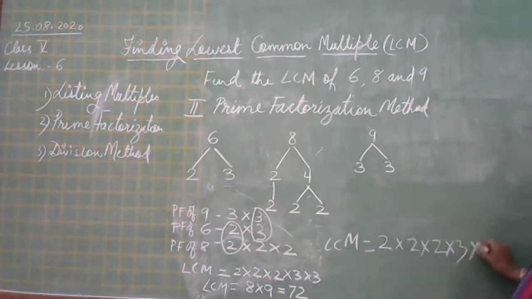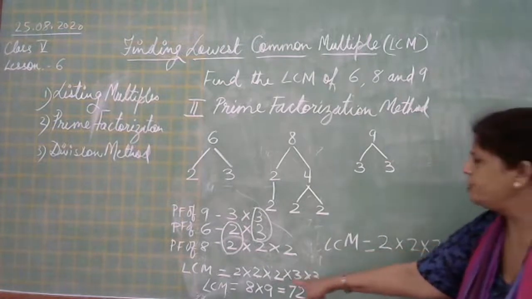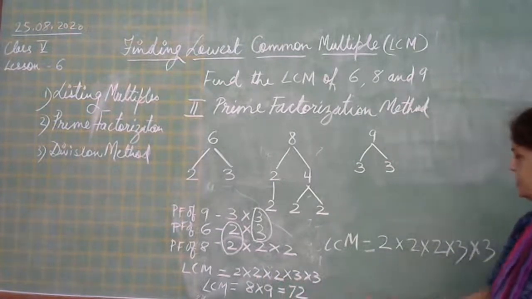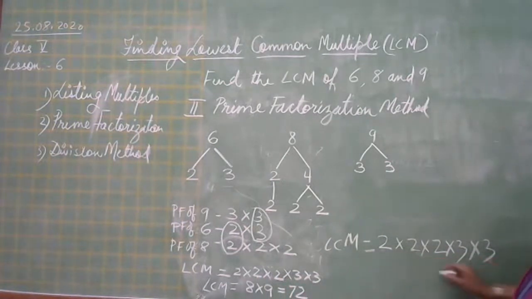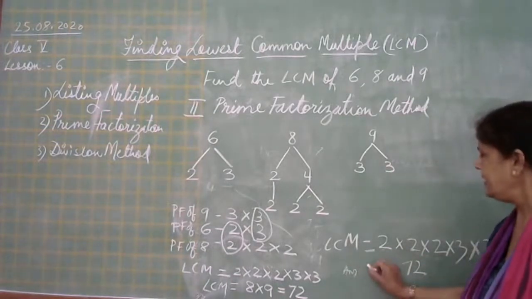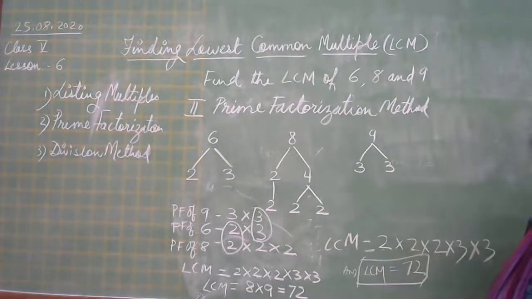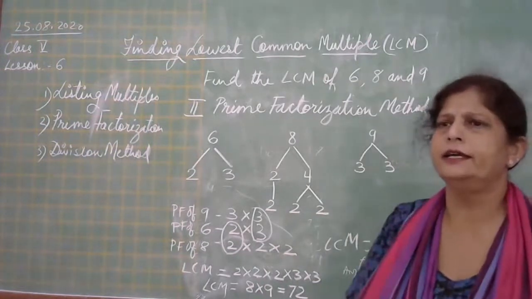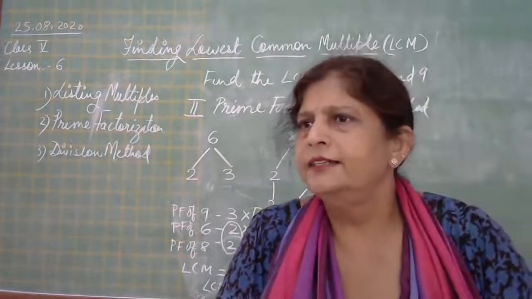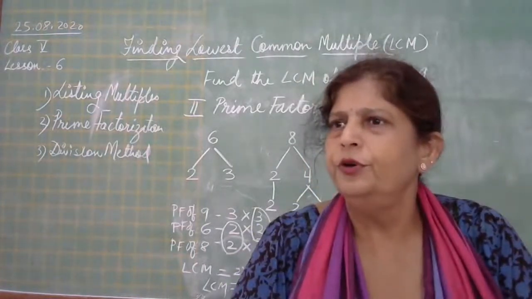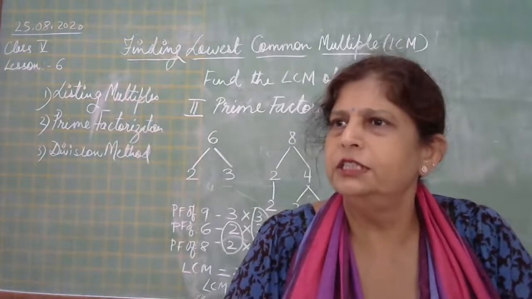So we will write. Is it not the same we got here? 3 2s and 2 3s. 3 2s and 2 3s. That comes to 72. So your answer is LCM 72. Is it clear, children? Yes, Shresha has written 72. Vishnu has written 72. Good.